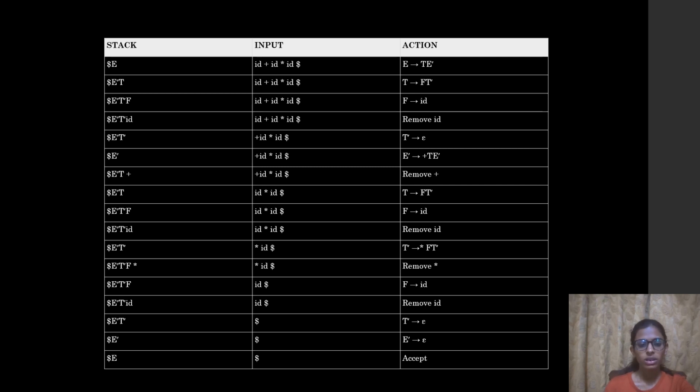So until we come to this step, we continue with the stack, input and action. So this is for checking the acceptance of the string id plus id star id dollar with the parsing moves. So this is how we solve the predictive parsing table for the given grammar.